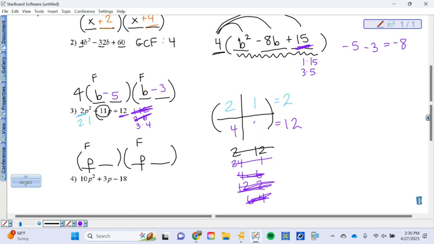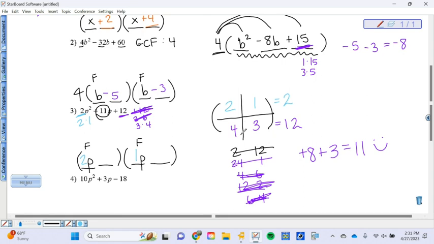Let's try 4 and 3. What's 2 times 4? And what's 1 times 3? Can 8 and 3 get us to 11? They can. 8 plus 3 equals 11. Thank goodness. You're right. It's a plus 8 and a plus 3. That does not mean I put plus 8 plus 3 here. Unfortunately, it's not that simple. I need to put 2 and 1. Those are my first terms, 2 and 1.